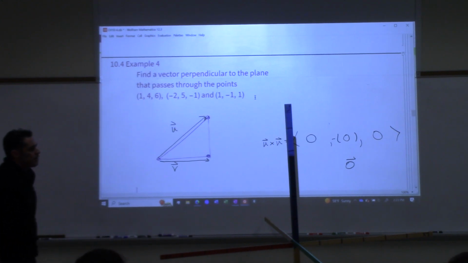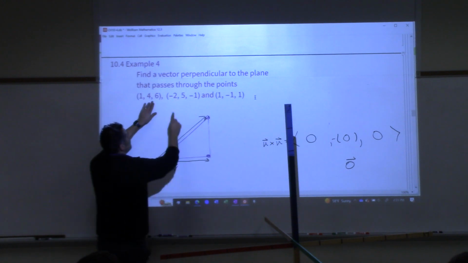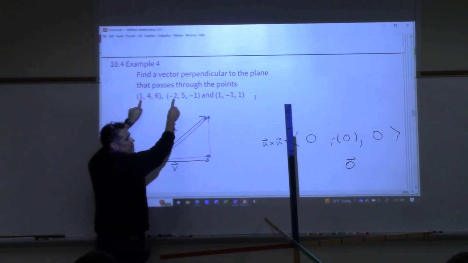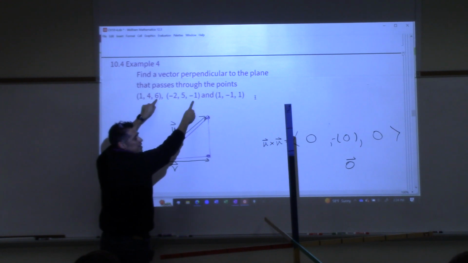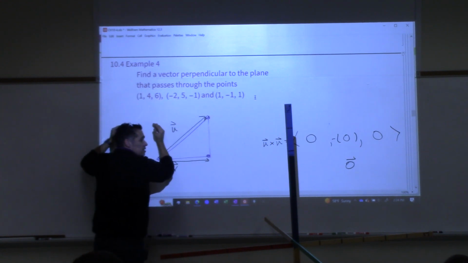How did we go about creating the vector again? I don't remember that. So let's say I wanted to create the vector that goes from there to there. I would take -2, subtract 1. That'd be the first component. Then I do 5, take away 4. That'd be the second component. Then I do -1, take away 6. That would be my third component. That's my first vector.